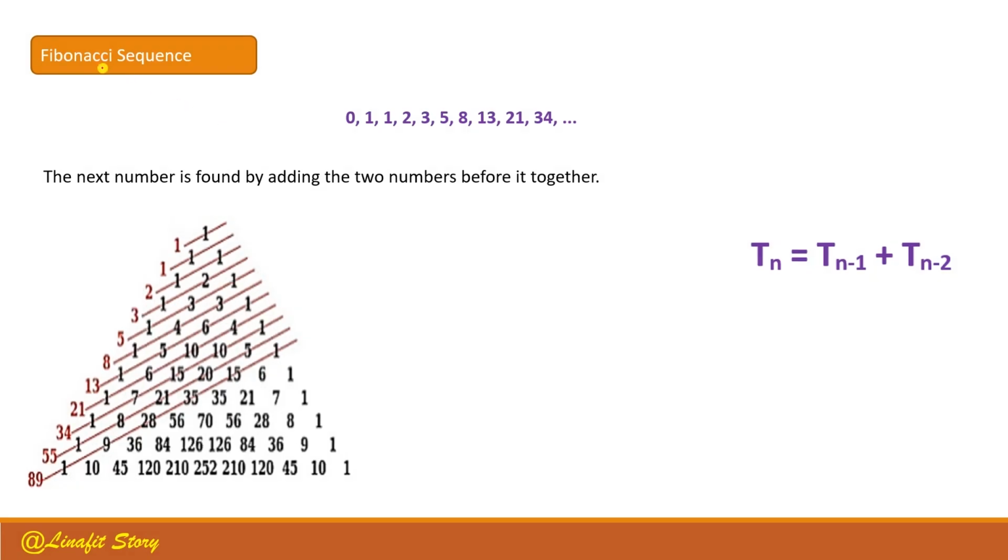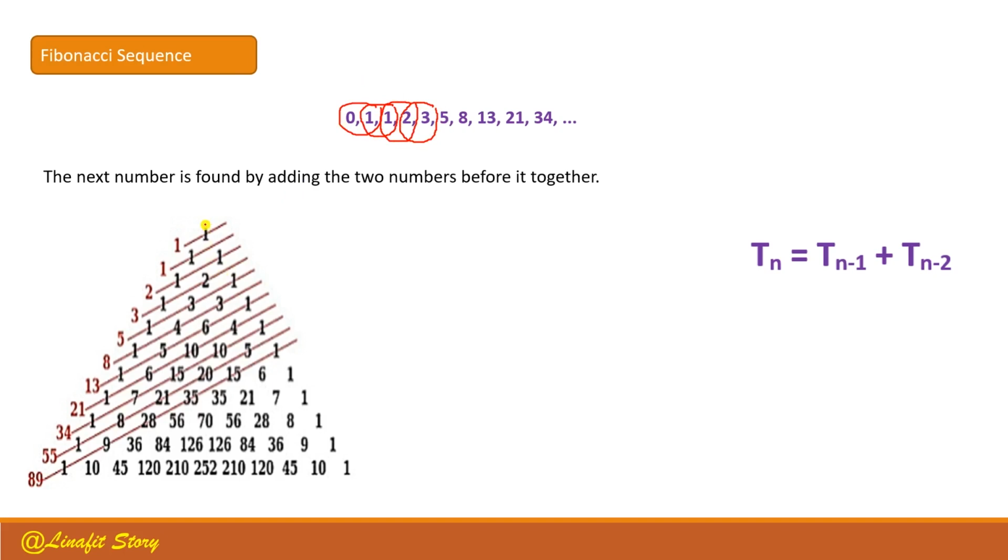Fibonacci sequence. The Fibonacci sequence is found by adding the two numbers before it together. So the next number is found by adding the two numbers before it together. Here we have 0, 1, 1, 2, 3, 5, 8, 13, 21, 34, and so on. 0 plus 1 is 1. 1 plus 1 is 2. 1 plus 2 is 3. 2 plus 3 is 5, and so on.